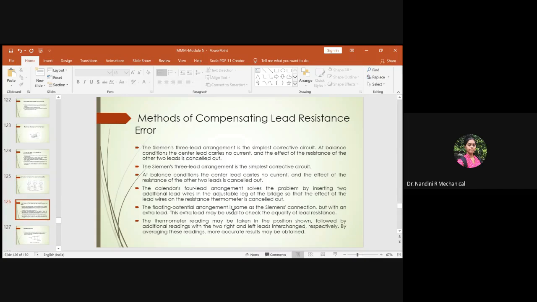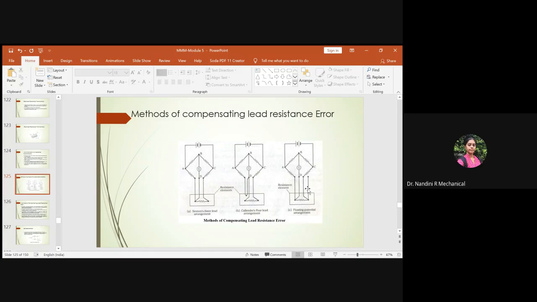This extra lead may be used to check the equality of the lead resistance. So you will use this lead wire in order to check whether there is equality among the magnitude of the resistance between these two lead wires. If it is not, then you will come to know there is some variation. So that could be rectified. At the same time, the lead wire could be removed and other lead wires could be added.